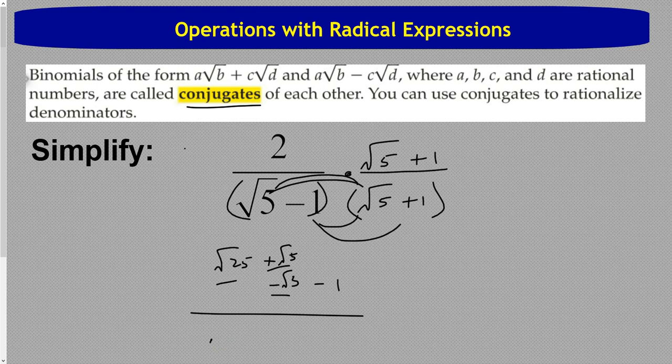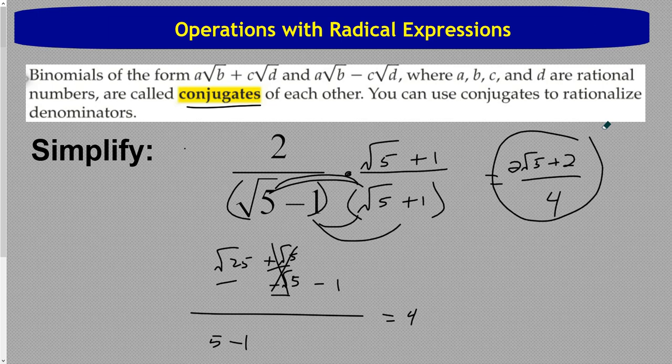Combine stuff. Square root of 25 is 5. Plus root 5 and minus root 5, those cancel. Minus 1. 5 minus 1 is 4. So the denominator here is just a 4. And then in the top, I just distribute the 2. So 2 root 5 plus 2. Always look to reduce any more. I could take a 2 out of everything. So this could be root 5 plus 1 all over 2. That would be as simple as it gets.